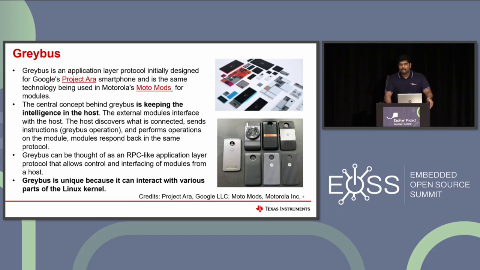So it's just an RPC protocol. You just send messages, you have a handler on the remote side, get operations done, and it comes back. The beautiful thing about Greybus is that it has strong ties within the Linux kernel, with multiple different subsystems. And also Greybus has a well-defined module identifier mechanism, through which we can describe and discover the add-on modules connected.